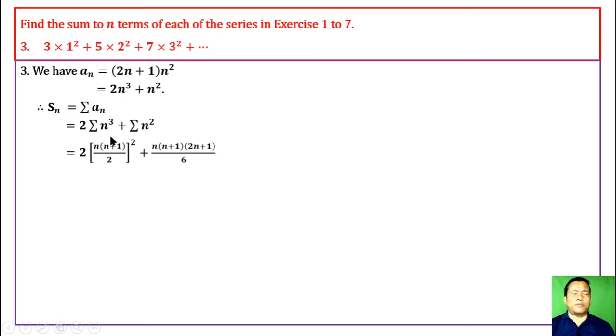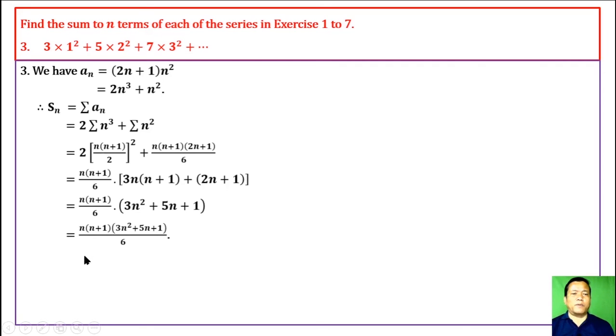2 into the sum of the cubes of the first n natural numbers, whose value is (n plus 1 by 2) whole square, and this is the sum of the squares of the first n natural numbers, whose value is this. Taking common factor n plus 1 by 6, for the first one we have this, for the second one we have this. Simplify and multiply, we get this, which is the sum to first n terms of the series.